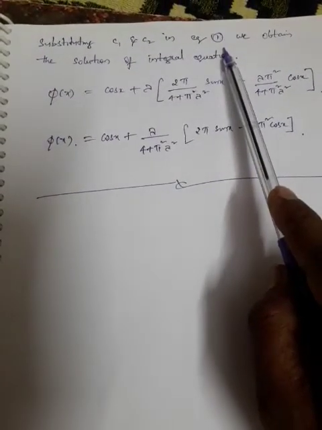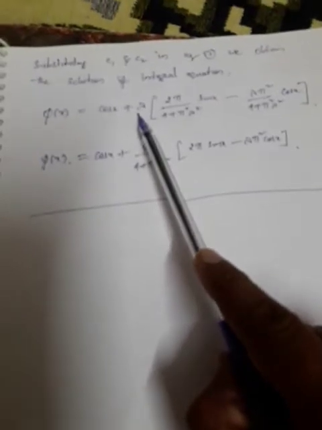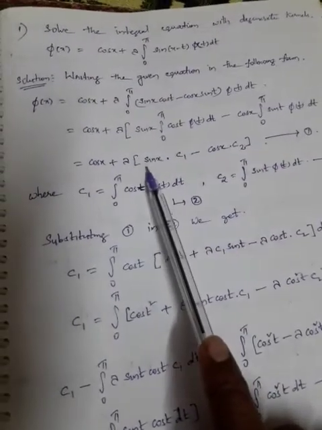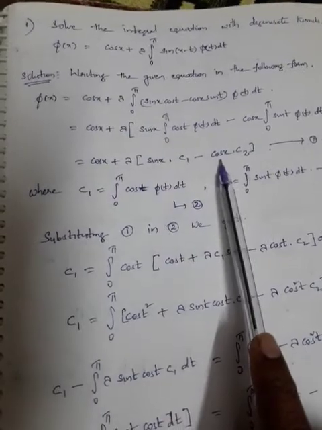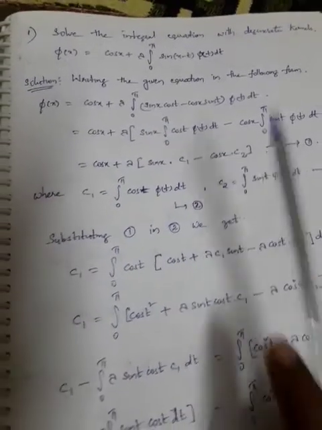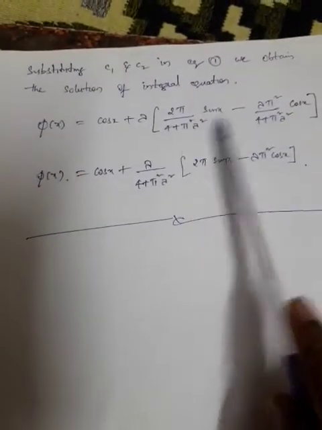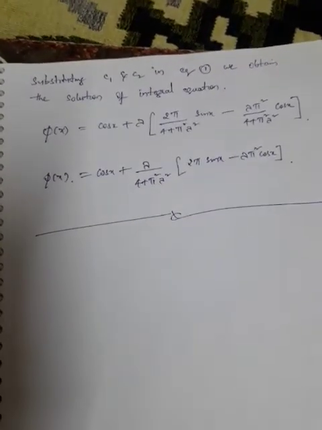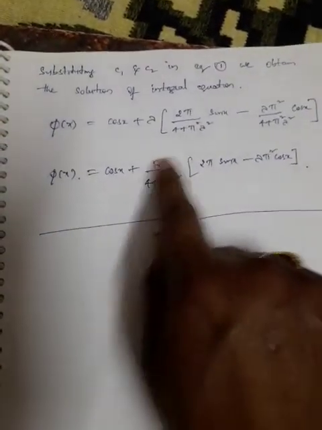solution of the integral equation, that is cos x plus lambda into the c1 value. The c1 value is this, already we have chosen here. The c1 we'll substitute in this, that is lambda sin x c1 and minus lambda cos x c2. So wherever c1 and c2 are there, those values we have substituted, and we got the solution of the concerned equation, the required equation. The solution is this.